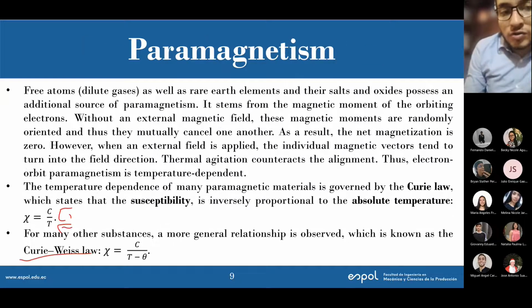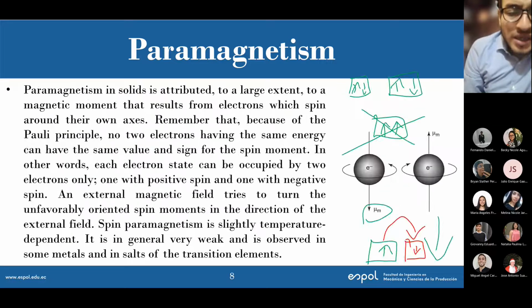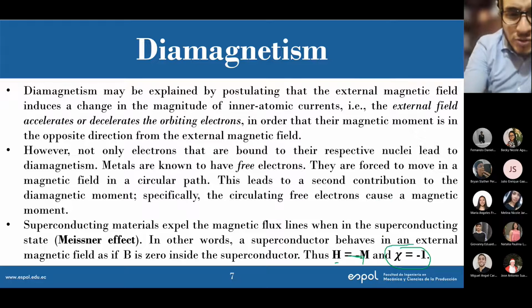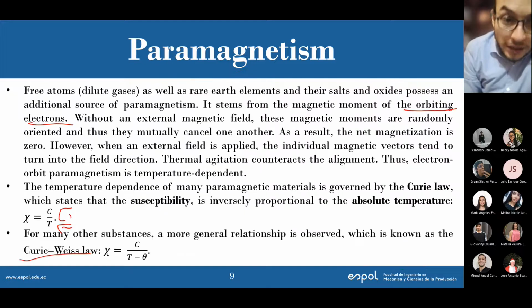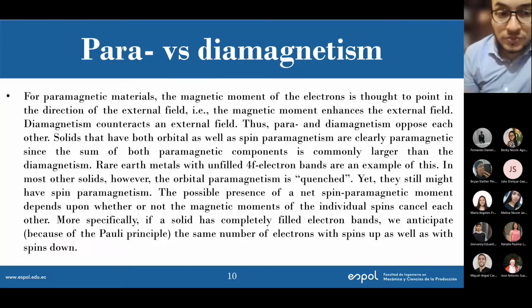Now, remember that this second contribution of paramagnetism is talking about orbiting electrons, right? And we said that, well, didn't we say also that orbiting electrons have to do with diamagnetism? Wasn't that the whole idea of diamagnetism, electrons orbiting around the atom? Well, yes.